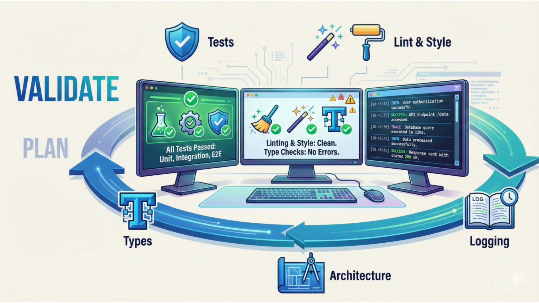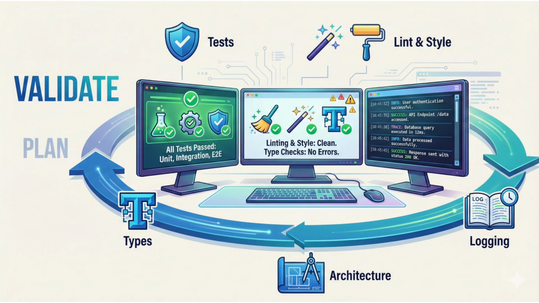Now, here's the important part. You already met the 5 guardrails in Lesson 1. In this series, validate is where they all come together. When we say validate, we're not just saying, it seems to work. We're asking, tests, did our unit and integration tests pass after this change? Linting and style. Does the new code pass our linters and formatting rules, or is the AI leaving little landmines?